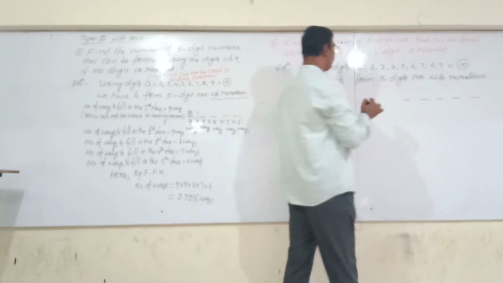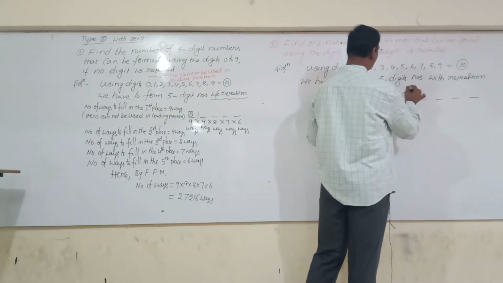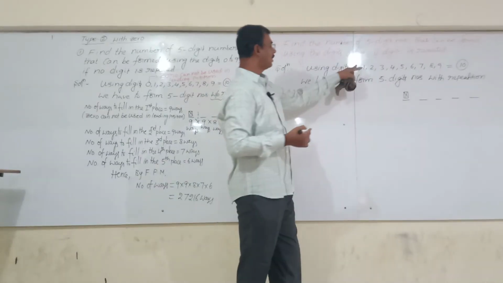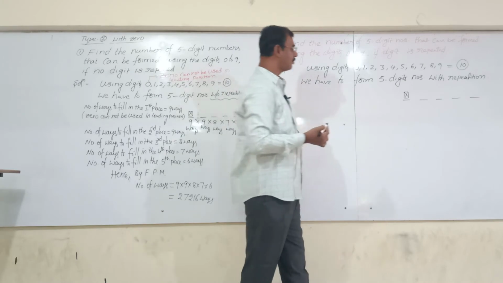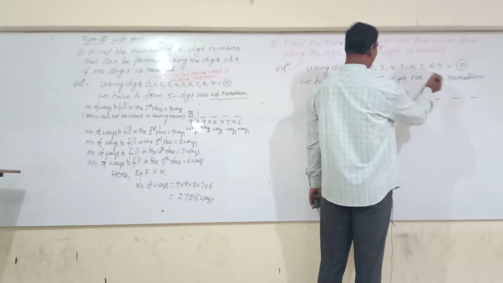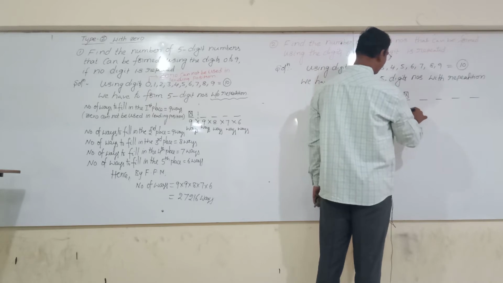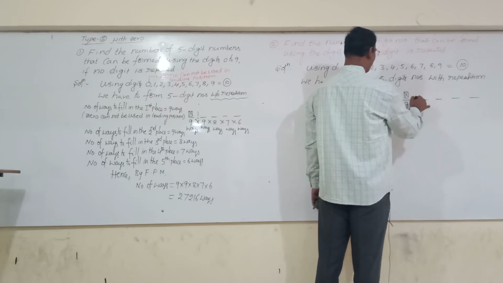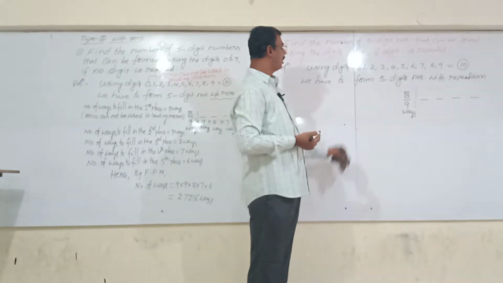So we must fill the leading position with a digit other than 0. Other than 0, how many digits are there? 9 digits are there. How many ways could I fill these 9 digits in the first position? We have to fill in 9 ways. Having satisfied this condition, take a pause.